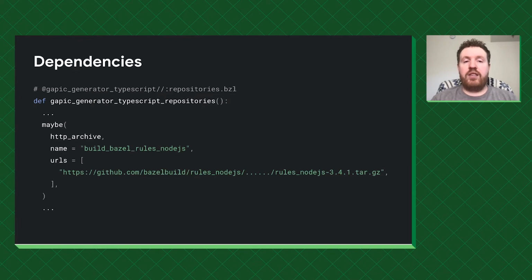Now let's talk about the generator dependencies. Each generator defines its dependencies in macros that are defined in repositories.bzl. Here is an example from the TypeScript generator that loads Node.js rules. Generators may have common dependencies such as protobuf library, so we use maybe to make sure we only load each dependency once.